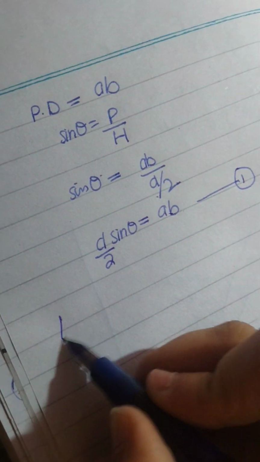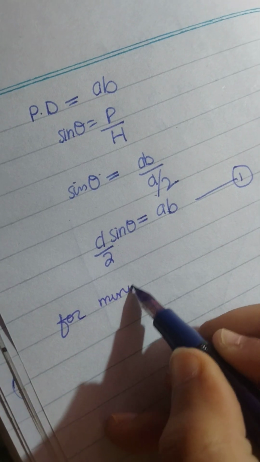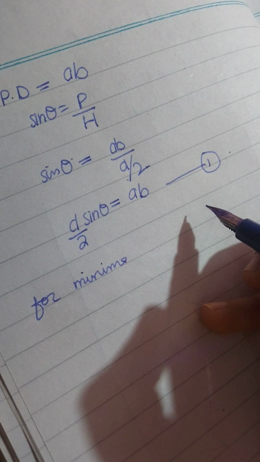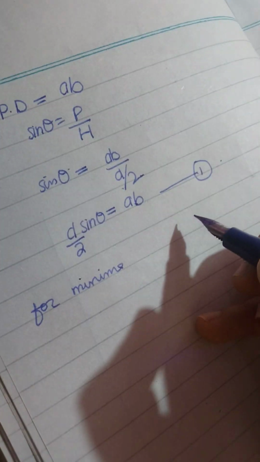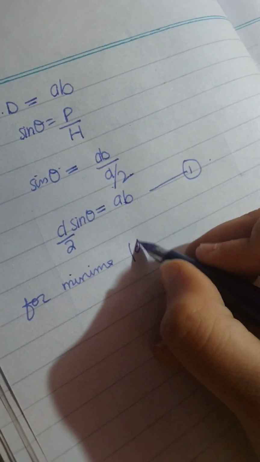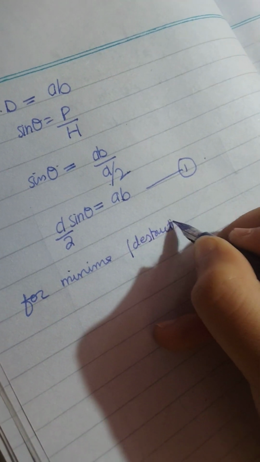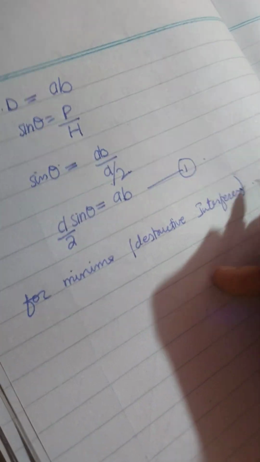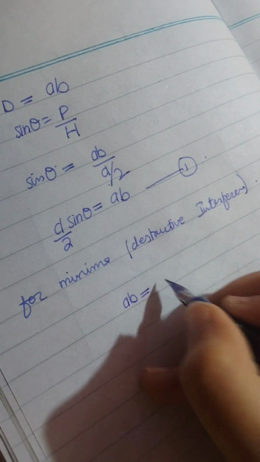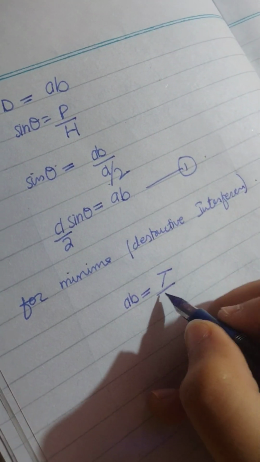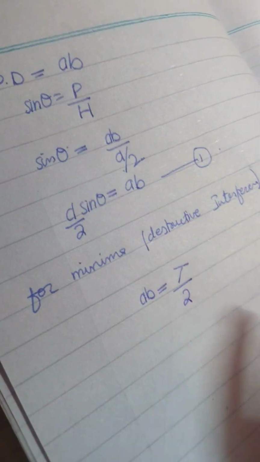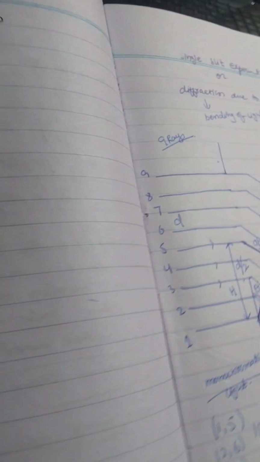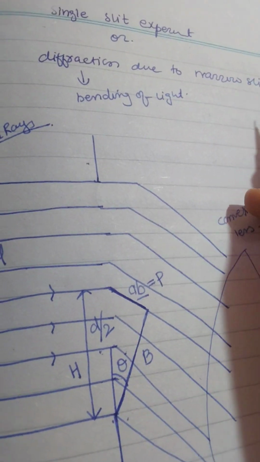Now we know for minima. Basically here we will only discuss destructive interference, because this experiment is out of phase, and for that the condition is AB is equal to lambda by 2. Okay, we can see how this AB is equal to lambda by 2. Basically, in my previous video I've also discussed this.